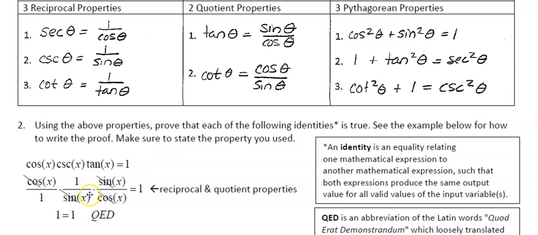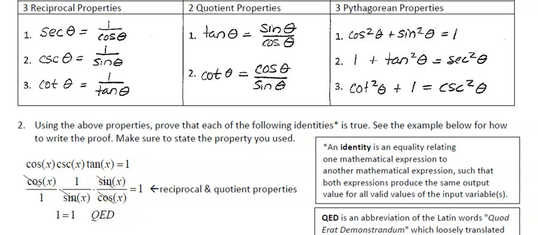Well, it's true because cosecant of x is 1 over sine of x by the reciprocal property, and tangent of x is sine over cosine of x by the quotient property. So when we rewrite all of this in terms of the properties, we see we have cosine over 1 times 1 over sine times sine over cosine. The cosines divide out in the numerator and the denominator, and so do the sines, and we end up with just 1 equals 1, which shows that this side of the equation is always going to equal 1.